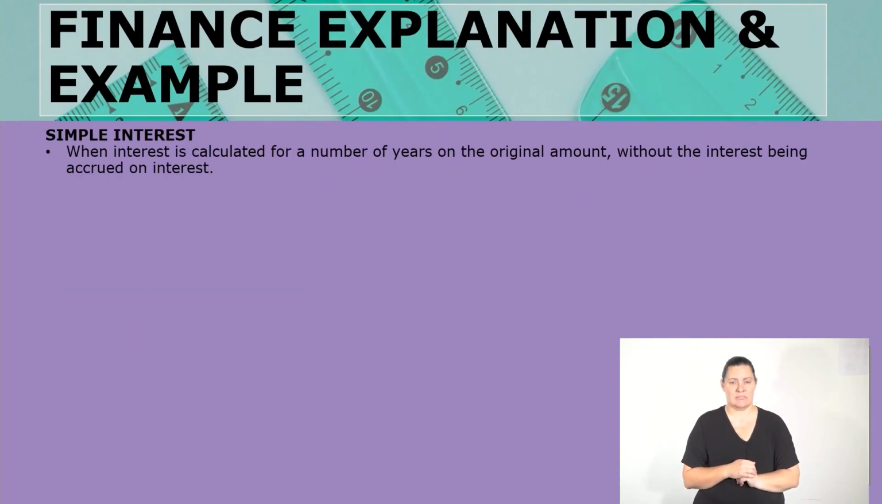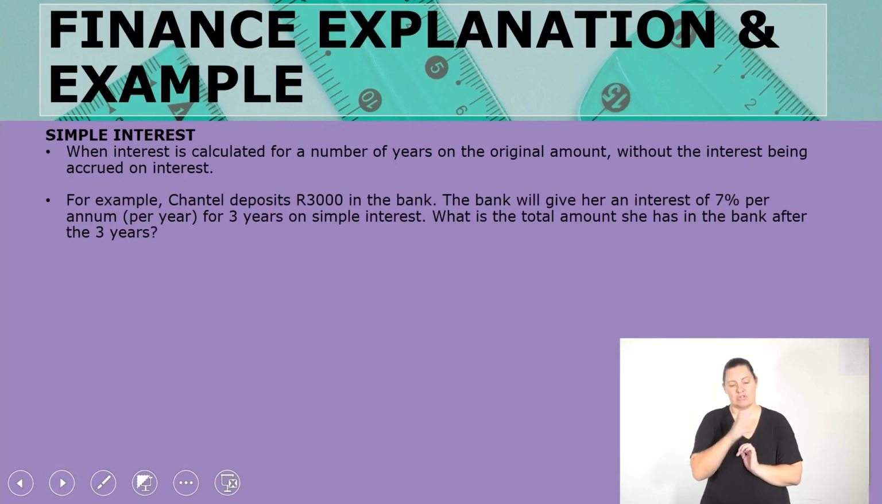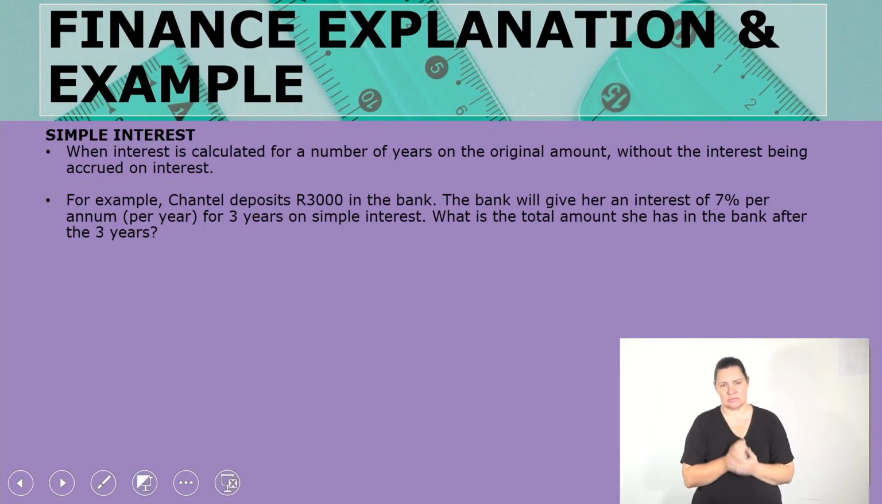Let's move on. Let's now look at simple interest. Simple interest is when interest is calculated for a number of years on the original amount without the interest being accrued on interest. For example, Chantal deposits 3,000 rand in the bank. The bank will give her an interest of 7% per annum, that means per year, for 3 years on simple interest. What is the total amount she has in the bank after the 3 years?